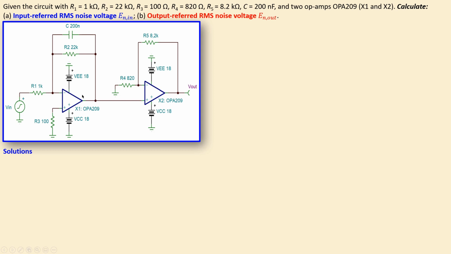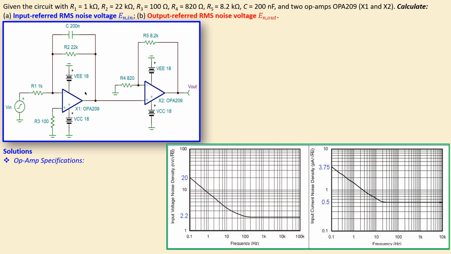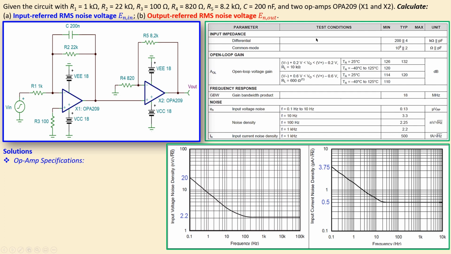So let's look at the example solutions, and first we start with the op-amp specifications as we did in the previous examples. From the datasheet of the OPA209 you will find this plot which gives you in graphical form the input noise voltage spectral density and also the input noise current spectral density. These are really important plots from the datasheet. You also see a small portion of a table which gives you the very important parameters of the op-amp and some test conditions to determine the parameters.